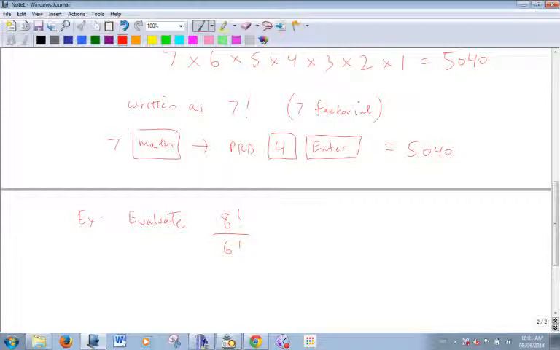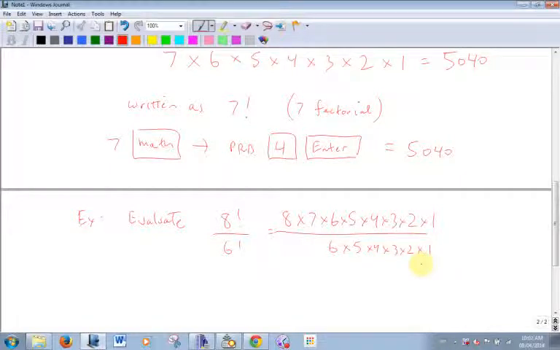Okay, evaluate 8 factorial divided by 6 factorial. Do you want to do it the long way, or do you want a little shortcut? Because what does this mean again? That's 8 times 7 times 6 times 5 times 4 times 3 times 2 times 1. Or you can just put it on your calculator, but let's understand what's actually going on here. That's 8 times every number less than it down to 1. This is 6 times every number less than it down to 1, right?